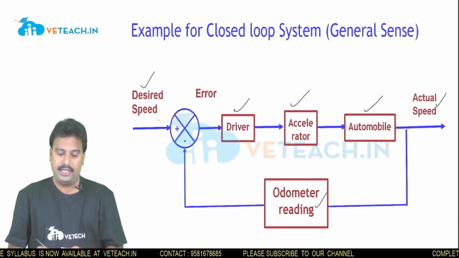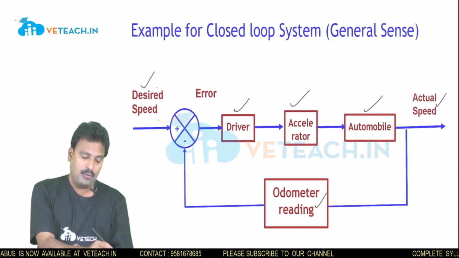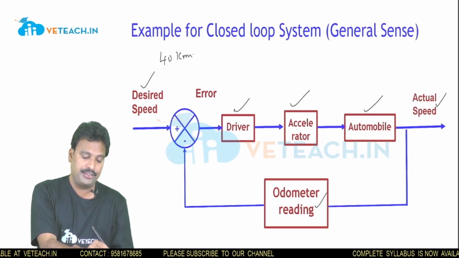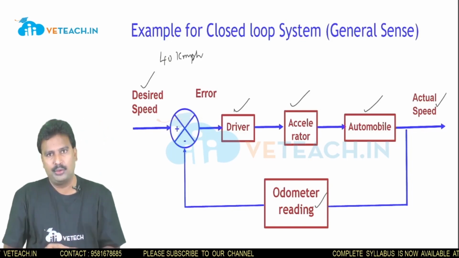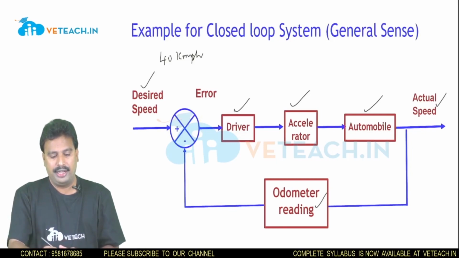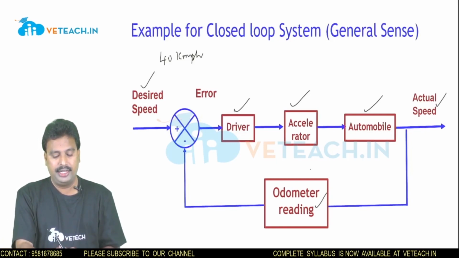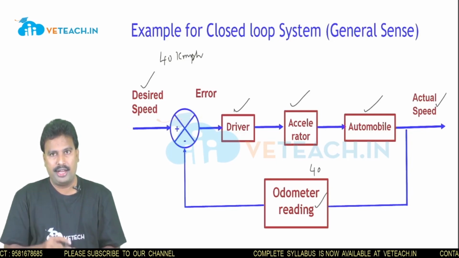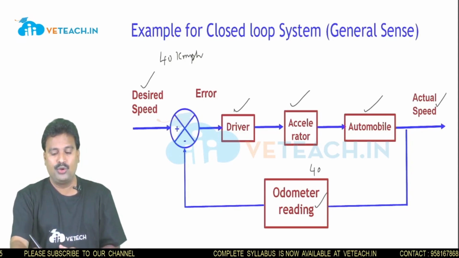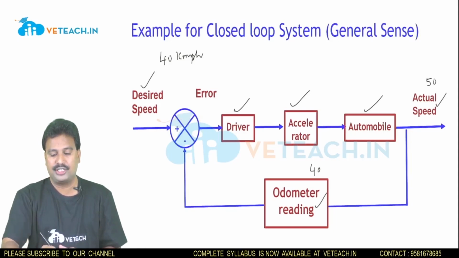Here we take an example. I want to run my vehicle at a desired speed of 40 kilometers per hour. Pushing the accelerator, the speed increases, and in the odometer the reading goes to 40. And as you apply more pressure on the accelerator, the speed increases to 50 in the next instant.